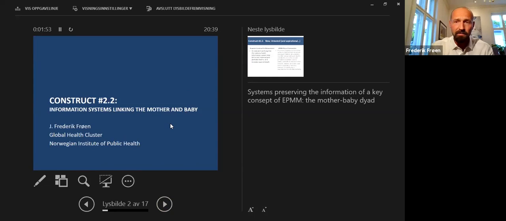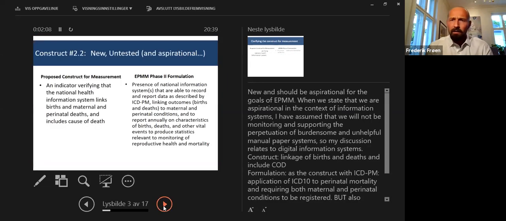I've been invited to talk about this construct 2.2 about information systems linking the mother and baby, and thus preserving the information of a key concept of EPMM, the mother and baby dyad. This construct is new, and we've also been instructed to be aspirational for the goals of EPMM.